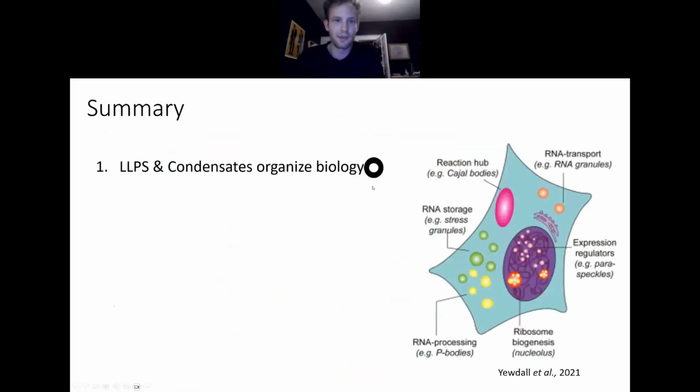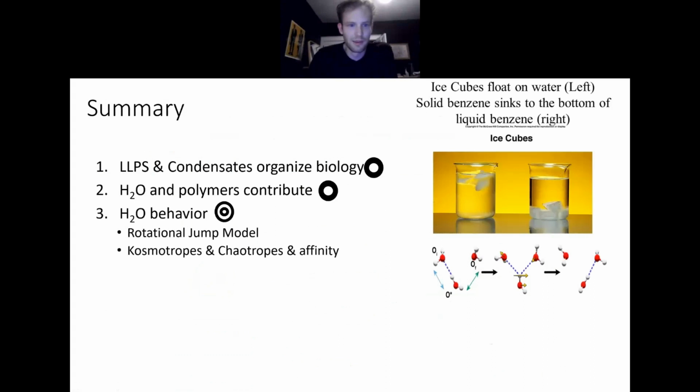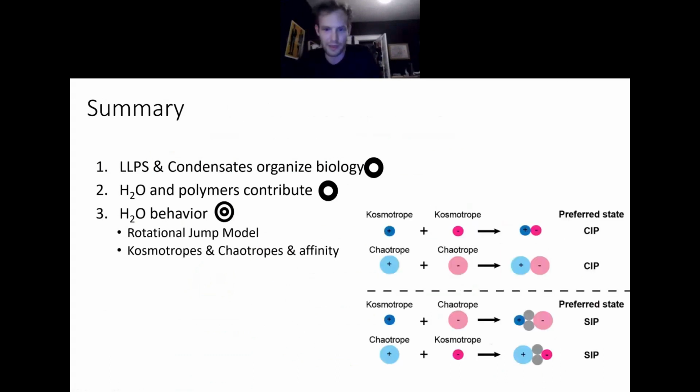So the summary of what I've shared with you today is that liquid-liquid phase separation and condensates organize biology, and that's really important, and I think there's strong data for that. Water and polymers contribute, and I think that there's data to support that as well, to contributions to liquid phase separation. And to understand water's behavior, the most contemporary model is this rotational jump model of water diffusion and how cosmotropes and chaotropes influence water affinity, which is important for understanding how these different chemicals interact with water differently.